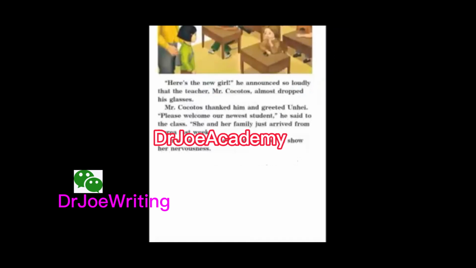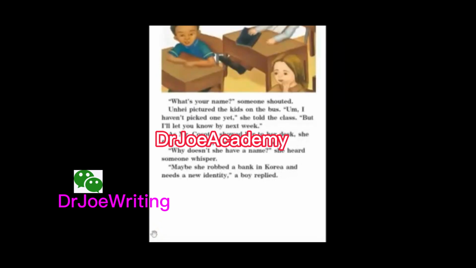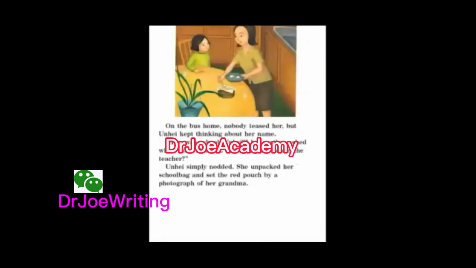Eunhae smiled broadly and tried not to show her nervousness. What's your name? Someone shouted. Eunhae pictured the kids on the bus. I haven't picked one yet, she told the class, but I'll let you know by next week. As Mr. Kokotos showed her to her desk, she felt many round, curious eyes on her. Why doesn't she have a name? She heard someone whisper. Maybe she robbed a bank in Korea and needs a new identity, a boy replied. On the bus home, nobody teased her, but Eunhae kept thinking about her name.